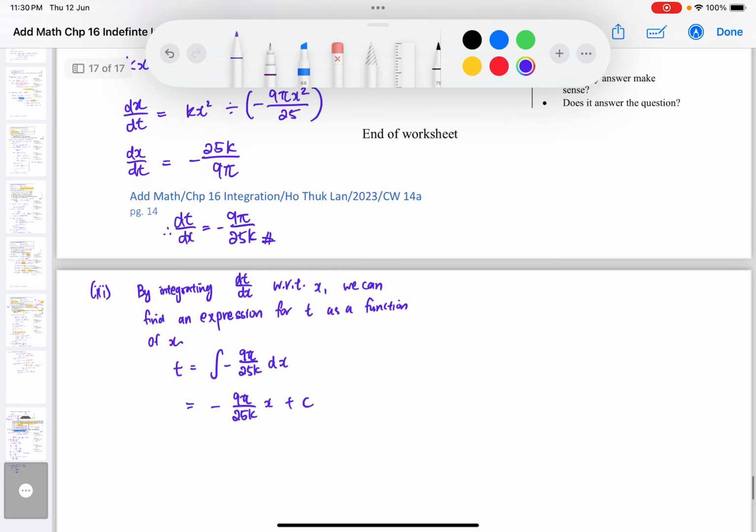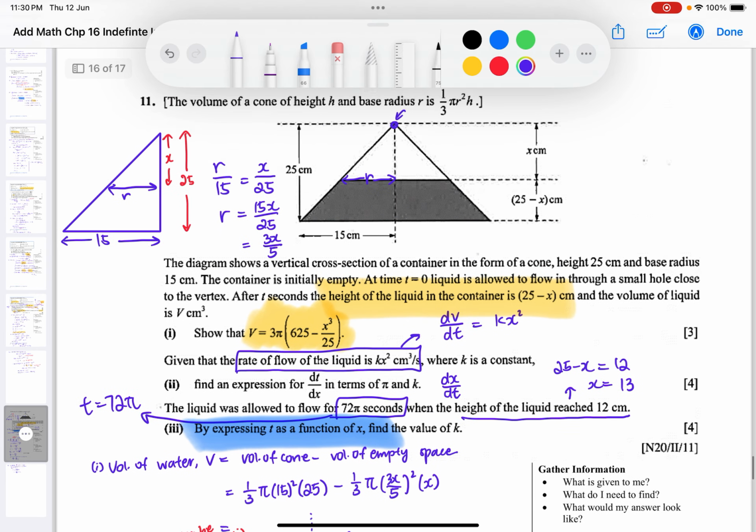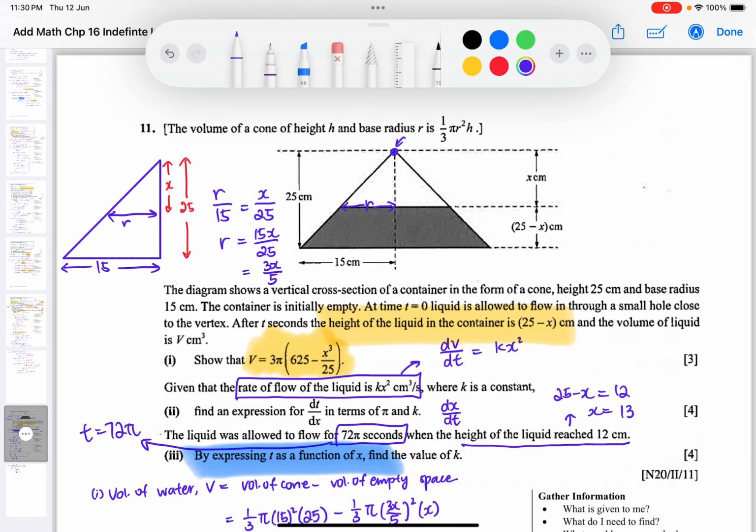What's given to me in the question that can help me find c? What information is given to me in the question? So you have to read the whole thing again, right? So we're going to at time t equals to 0. Okay, so this is the part. At time t equals to 0, liquid is allowed to flow through a small hole close to the vertex. Okay, so what do you know about time t equals to 0? At time t equals to 0, what is the height of the liquid? 0, right? There's no water inside. The container is initially empty, right?